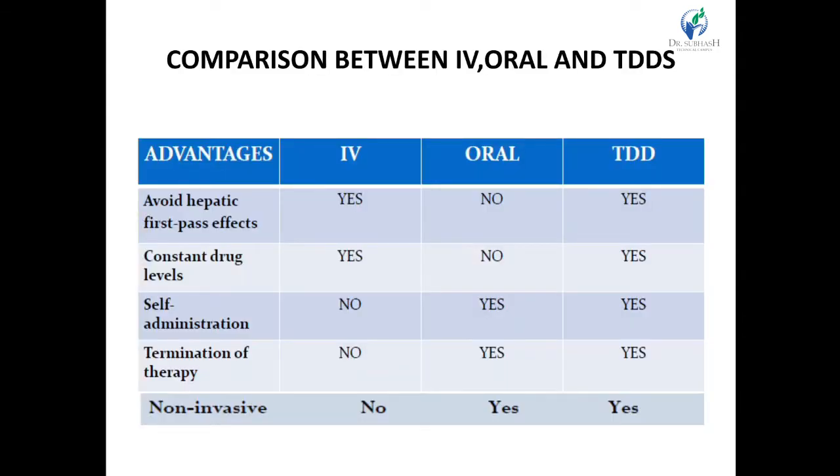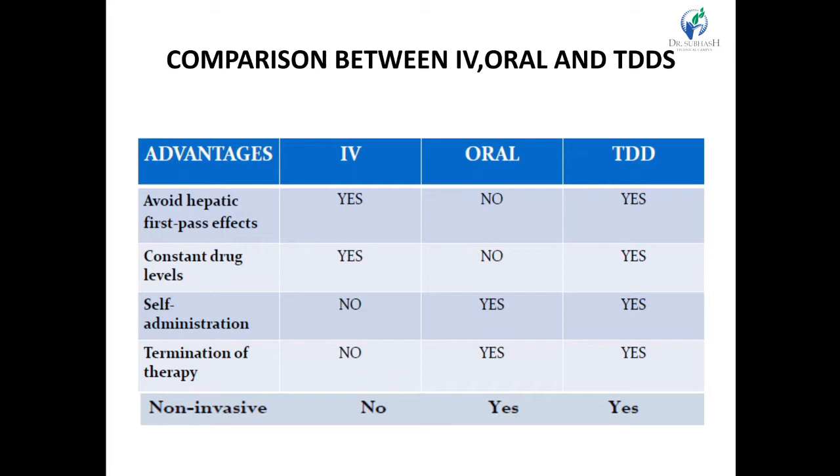Here the comparison is given between the IV, oral and transdermal routes. What are the advantages? To avoid the hepatic first pass effect, we can achieve it with IV and transdermal, but in the oral route we do not bypass first pass metabolism. Constant drug levels we can also achieve with IV and transdermal. In oral we do not achieve constant drug levels in the systemic circulation, blood plasma; we get fluctuations. Self administration is not possible with the IV route.